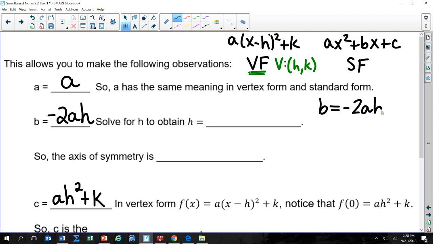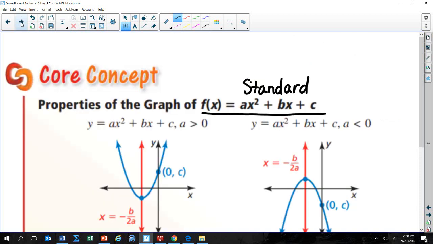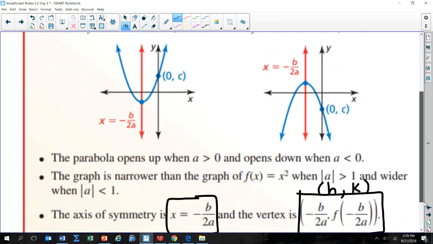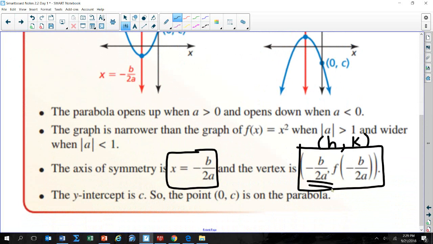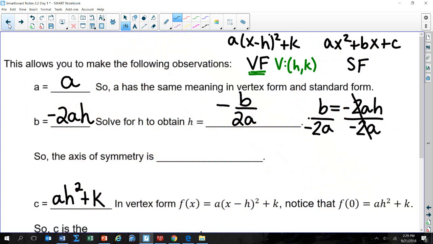B is negative 2AH. Let's get H by itself. How would I get H by itself? Divide both sides by negative 2A. See how H is negative B over 2A? Wasn't that part of the rule from the core concept? Right, if I go back to this core concept, didn't it say that I get the vertex by using negative B over 2A for the X value? That's where it's coming from, okay? You'll just end up memorizing this, but again, I don't want you to just think I'm pulling it out of thin air, okay? It does come from something. It comes from the vertex form, okay?